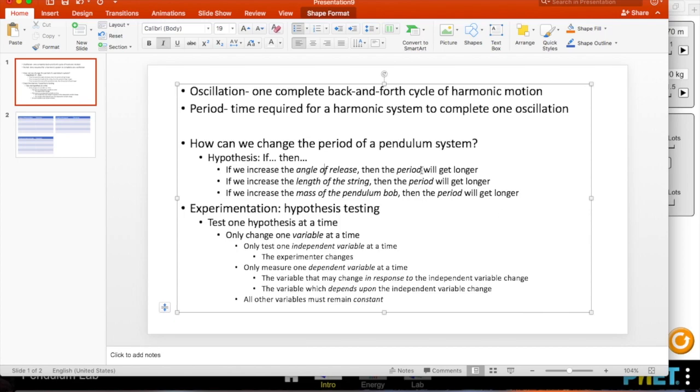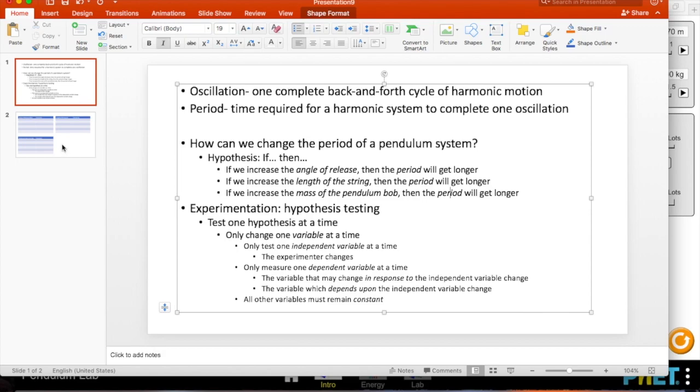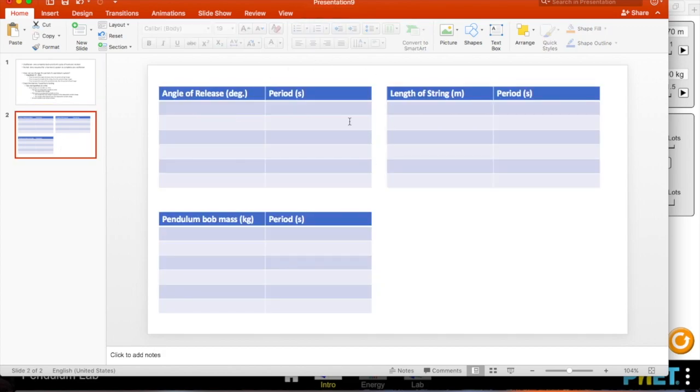How does the angle of release relate to the period? How does the length of the string relate to the period? How does the mass of the pendulum bob relate to the period? I'm going to show you guys on my little simulator here how I would set up these experiments. And then I'm going to collect some data and fill in these tables. And then I'll teach you a little bit about analyzing the data and trying to find a good relationship. All right.